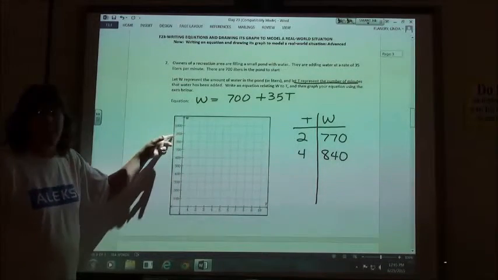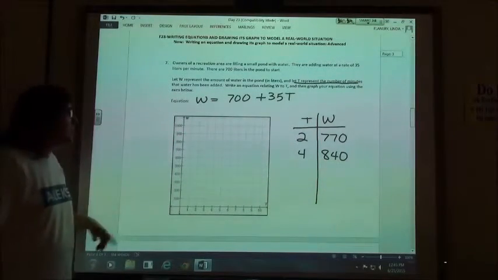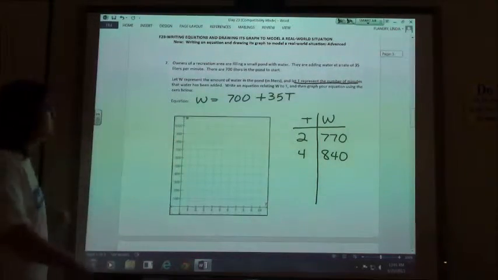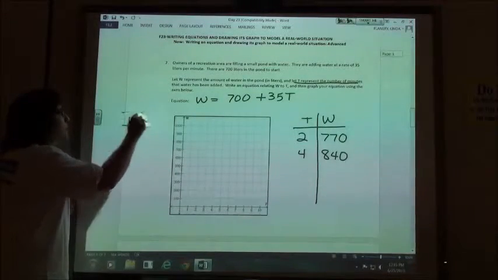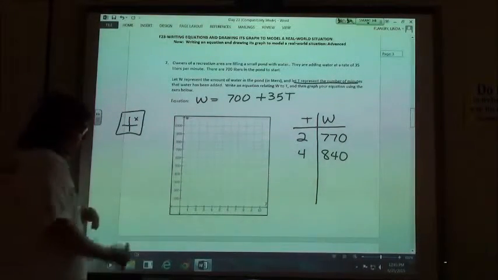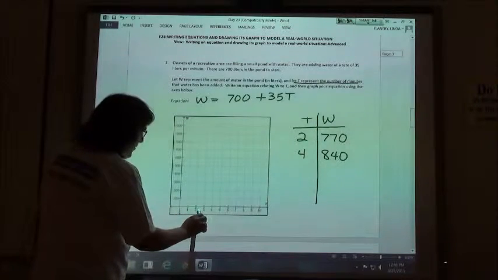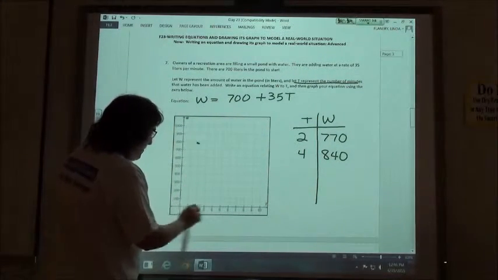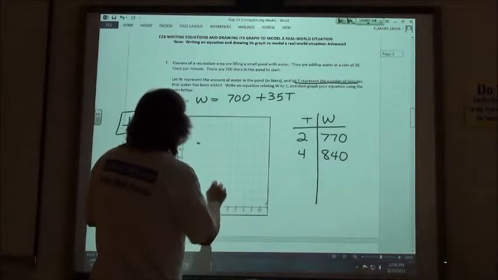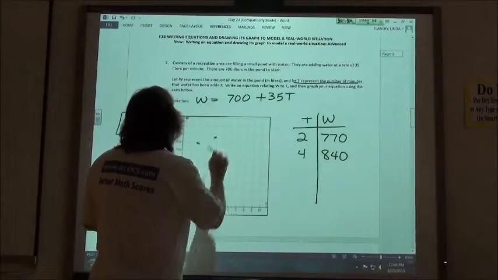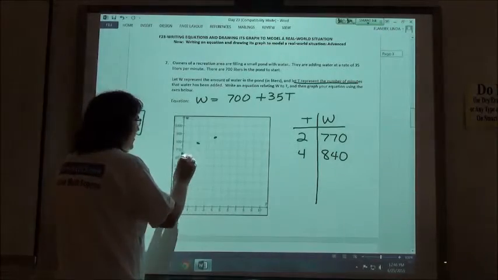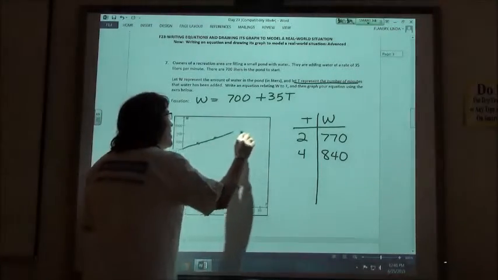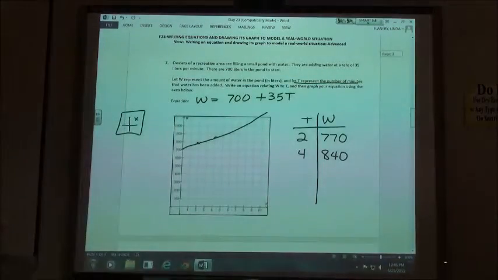Now these ones you are going to have to use that plot point tool. Most of the time you won't get nice answers that you can just plot with the pencil, so just use the plot point tool, that one that looks sort of like that. And for now we're going to guess. 2 and 770 sounds good. 4 and 840. Something like that. If I had 0, I'd be at 700. So my line is going to look something sort of like that.